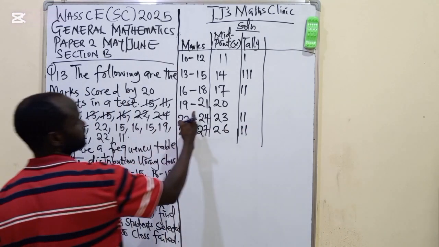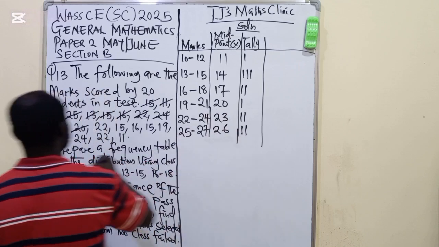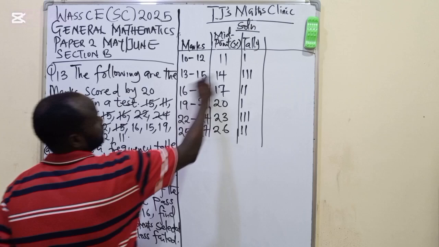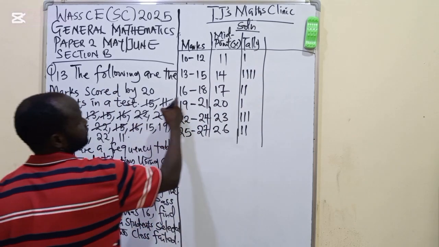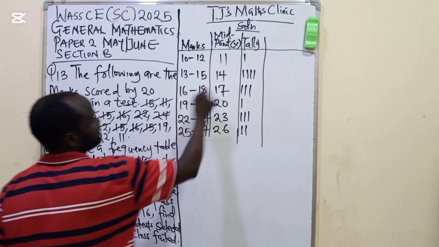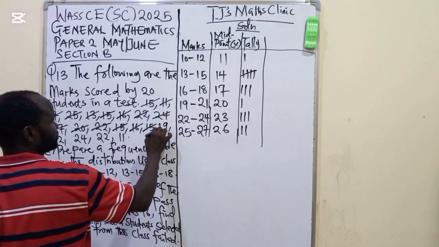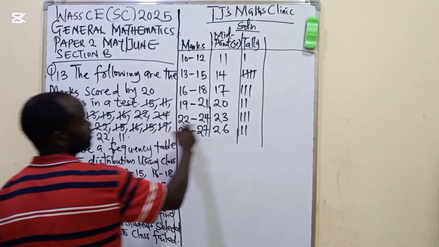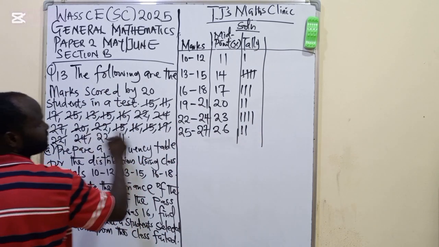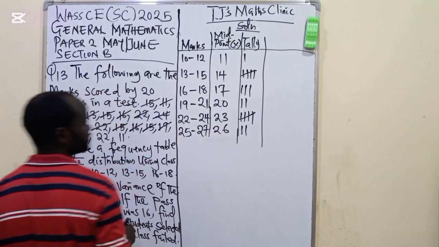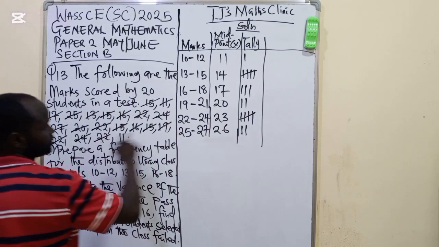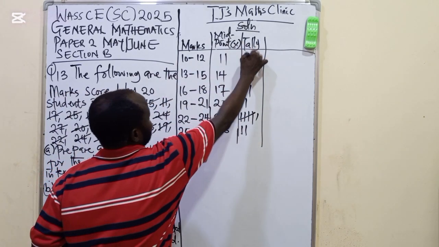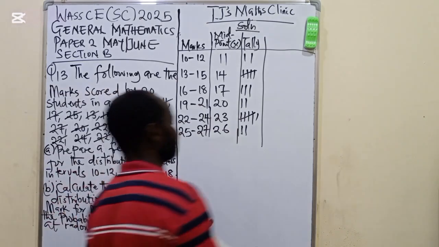Then next 20, of course 20 will fall here, then 22, 22 of course is here, 15, of course 15 is here, 16, of course 16 is here, 15, when we reach 5 we cross it, this is 5 now. Next 19, of course 19 will fall here, next 22, of course 22 will fall here, next 24, of course 24 will fall here, we cross it, that's 5, next 22, of course 22 will fall here, next 11, of course 11 will fall here. So this is how to get the tally, very important.